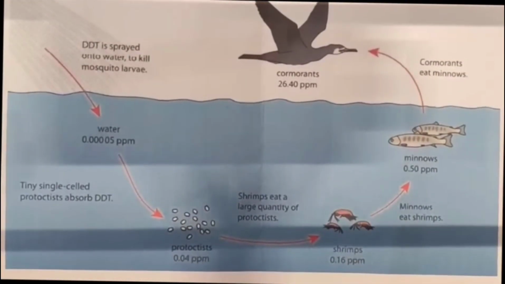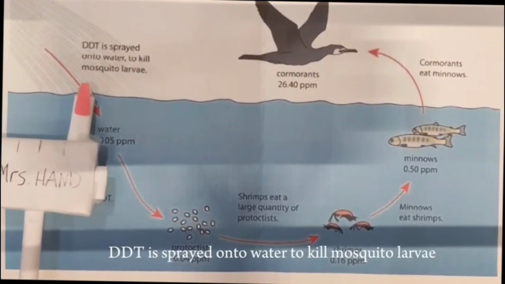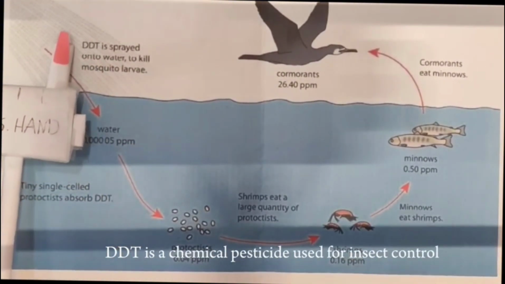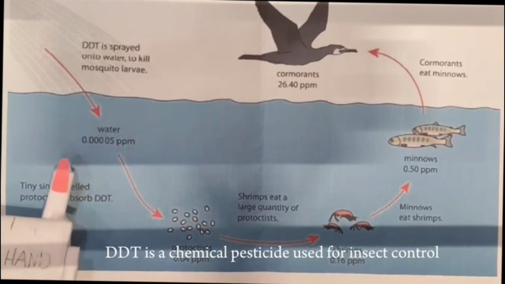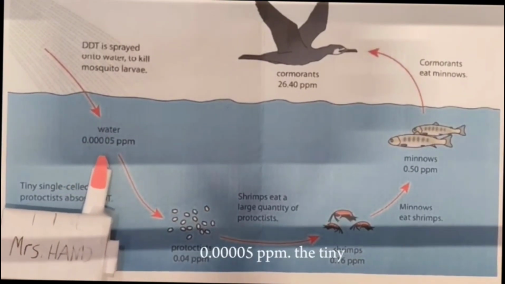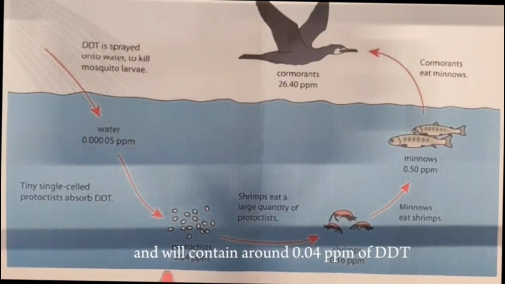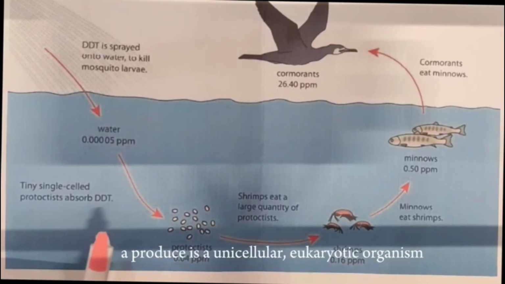Of course. Okay, so as you can see from this picture, DDT is sprayed onto water to kill mosquito larvae. DDT is a chemical pesticide used for insect control. The water will then be contaminated with around 0.00005 ppm. The tiny single-cell protozoa will then absorb the DDT and will contain around 0.04 ppm of DDT. A protozoan is a unicellular eukaryotic organism.